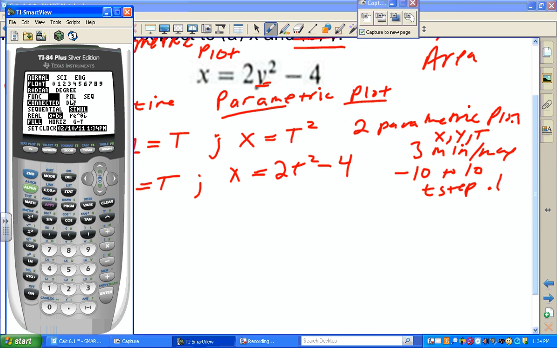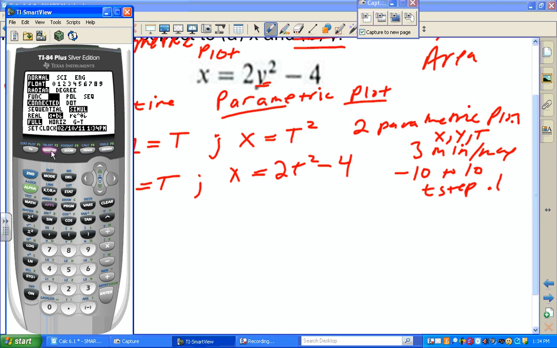Theta stands for polar, and the N stands for sequences. So that's why the buttons are set up the way they are, because if you're in parametric mode and you hit that button, you're going to get a T. If you're in polar mode and hit that button, you're going to get a theta. So far, so good? Fantastic.